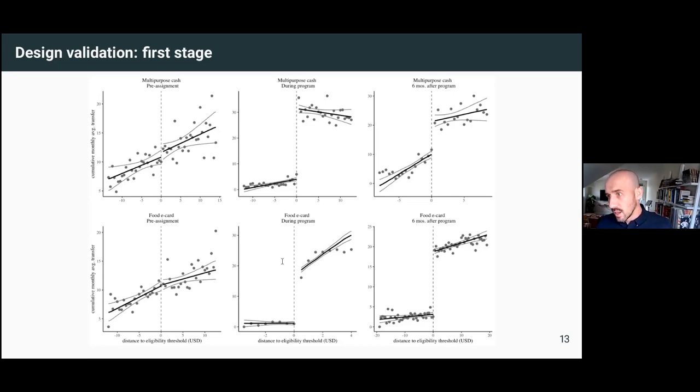And these are the during-program first stage effects. The y-axis here is the cumulative amount of monthly average transfer. Even if you look at 1 year after the program ends, the families who were just right above the threshold have on average received a much larger amount of assistance over the last 18 months compared to families who were just below the threshold and were not eligible. And this holds for each program.